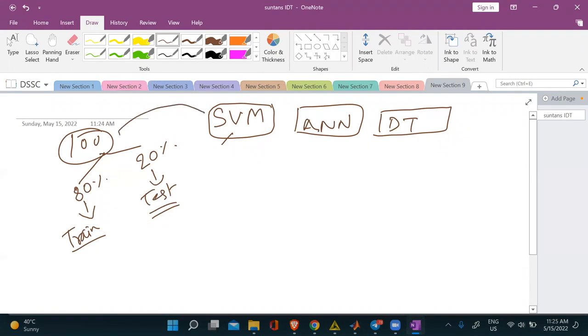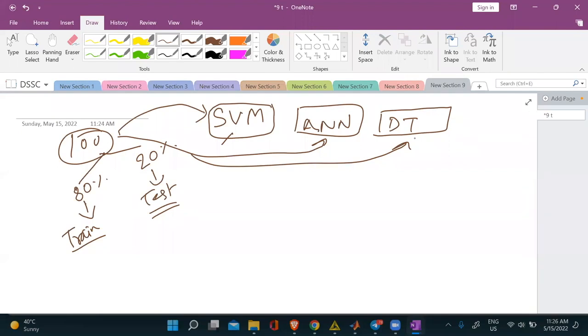These are the models: SVM model, ANN model, and ADT model. As I said, I will not go into the mathematics behind these techniques, but you have to suppose that we have three classification techniques which we can apply on our data set. And what do we mean by training?